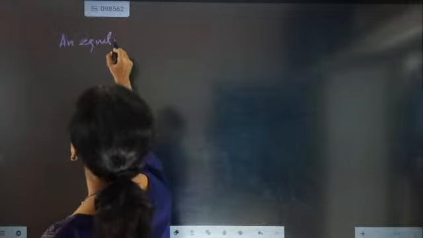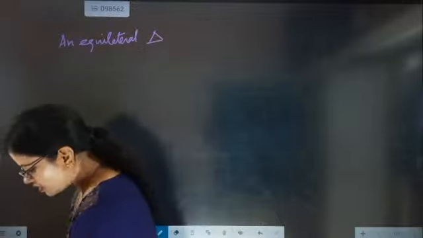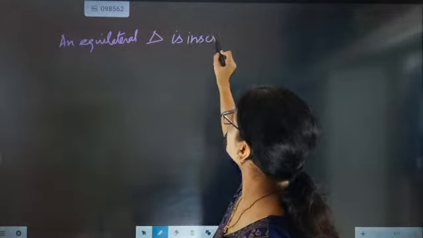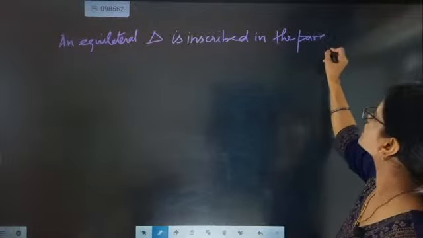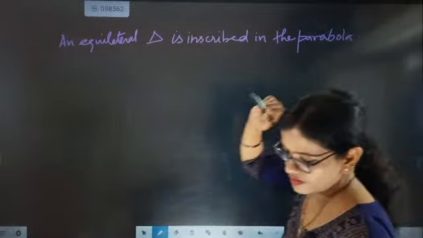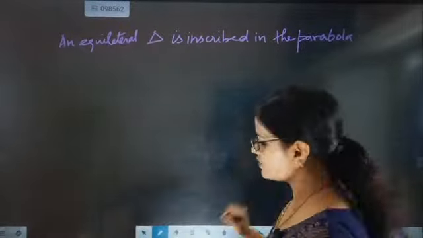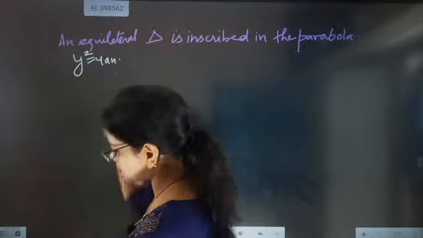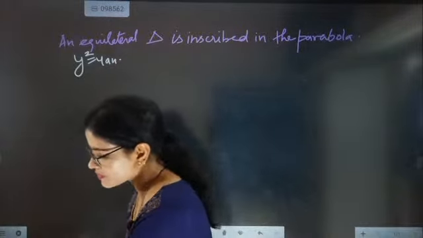An equilateral triangle is inscribed in the parabola. The parabola equation is y square equal to 4ax. Fine. So whose vertex is at the vertex of the parabola.